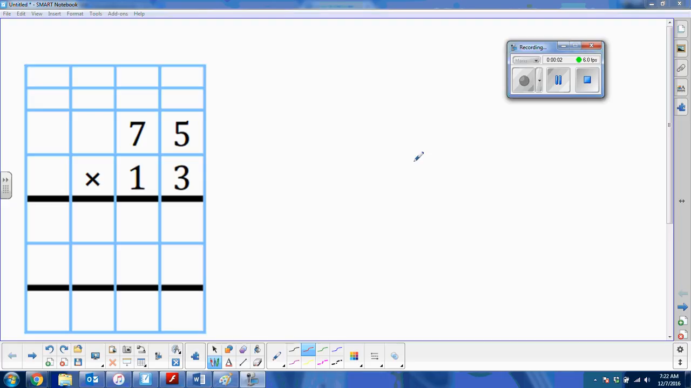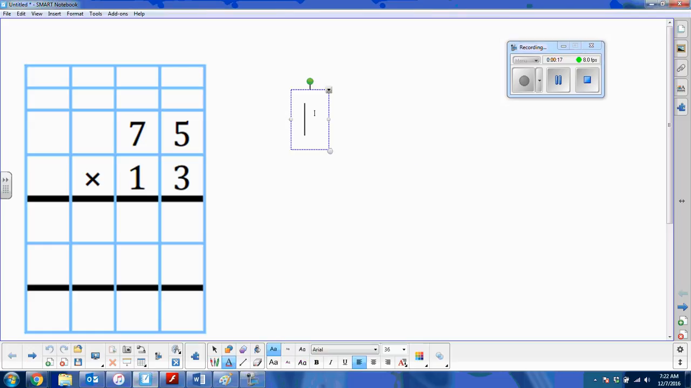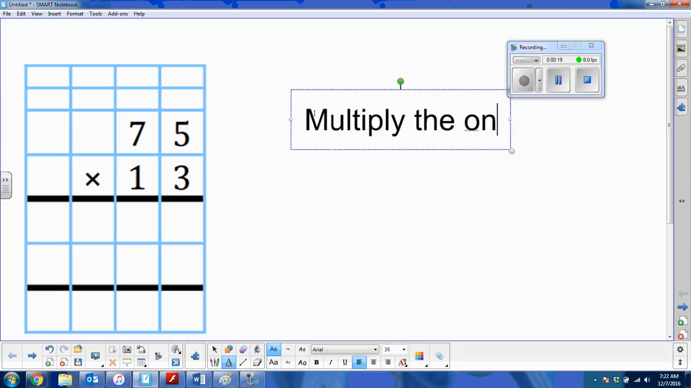Hey kids, today we're going to go ahead and look at multiplying our two-digit numbers using the standard algorithm. So let's go ahead and get started. We learned yesterday that there are steps that you have to take to actually multiply these numbers. The first step, remember, is to multiply the ones.